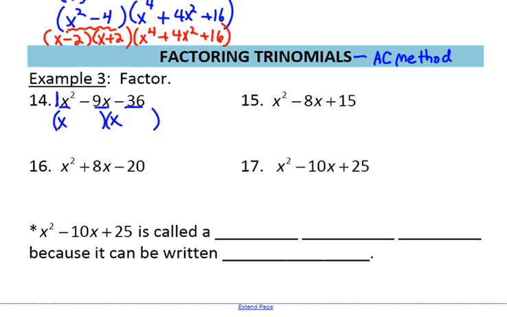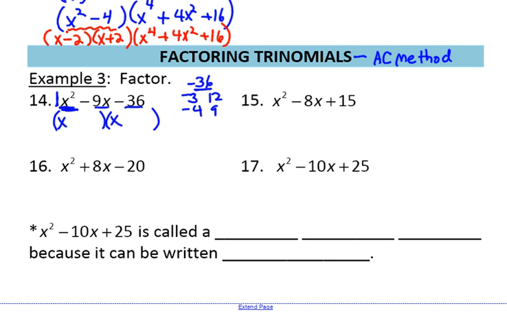My first 2 terms are going to multiply to be the x squared. Then I'm going to look for 2 numbers that multiply to be negative 36 and add to be negative 9. So you might think that's a 3 and a 12. You might go through a few things here, but remember, if it's negative, one of the signs has to be negative so that they multiply to be negative 36.